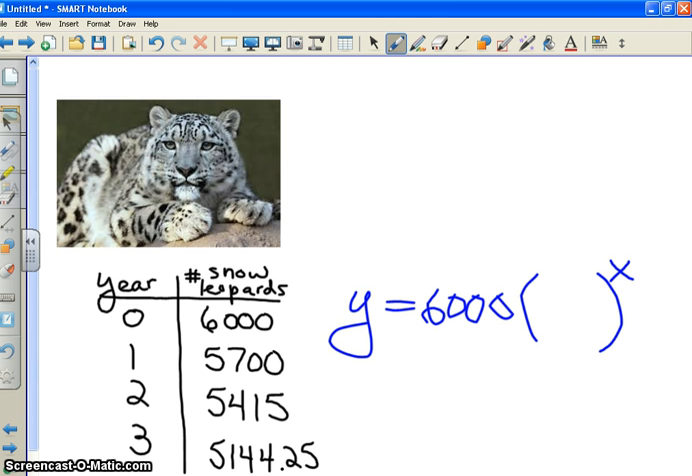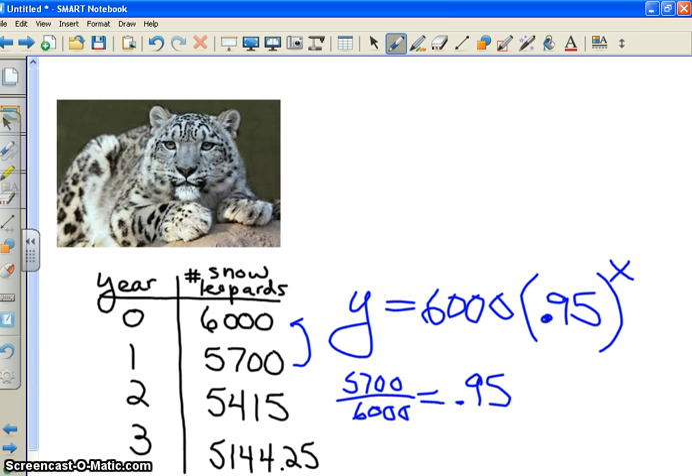Now, in order to do that, I can just take any two consecutive values in my chart here and divide them out. So if I were to take 5,700 and divide it by 6,000, that should give me my rate of decay, which is 0.95. Or in other words, the population is 95% of what it was the year before. Or I am losing 5% of my population. But as I mentioned, your graphing calculator will write us that same exact equation.